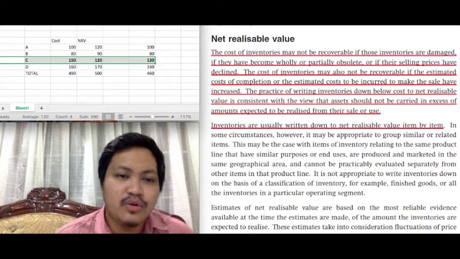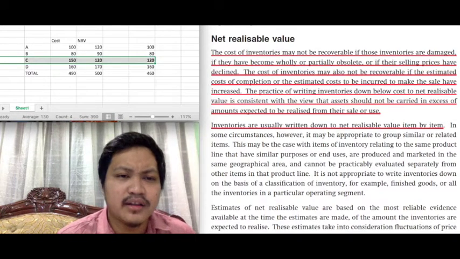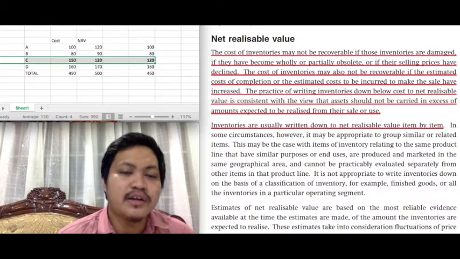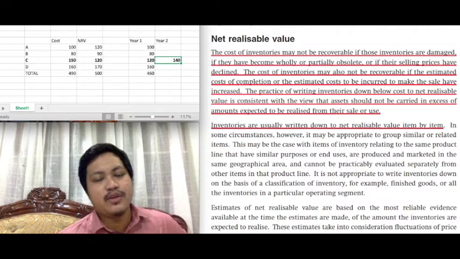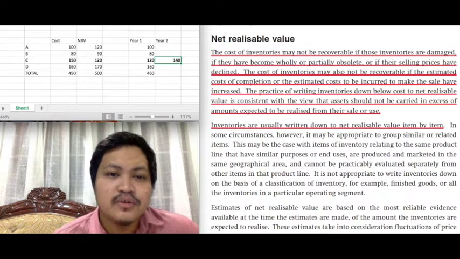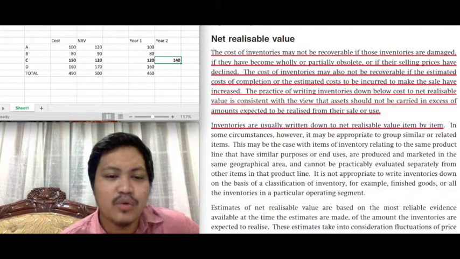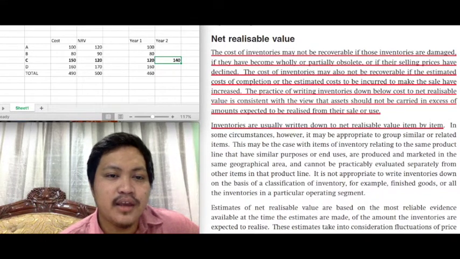So for product C alone, we still apply the LCNRV requirement. So you still compare the cost of 150. Again, very important. The cost tends to be constant. What will be fluctuating year in and year out would be your net realizable value. So from the first year, we compared 150 and 120. On the second year, the net realizable value is 140. What are we supposed to do? Again, just choose the lower amount. But this time, you are going to be comparing 150 and 140. Ignore 120 as of year 2 because the 120 is only relevant during the first year. So this time, the relevant amounts are 150 and 140.